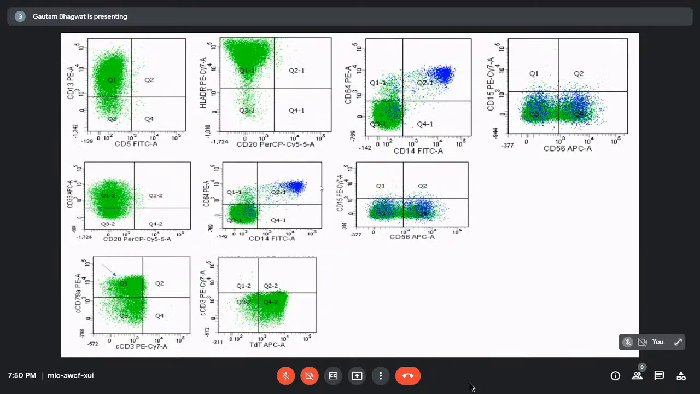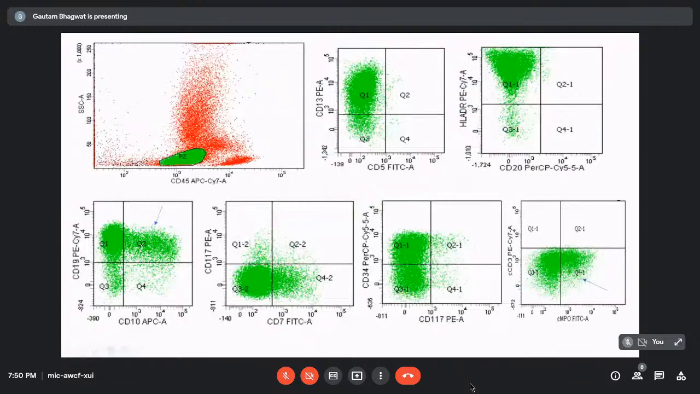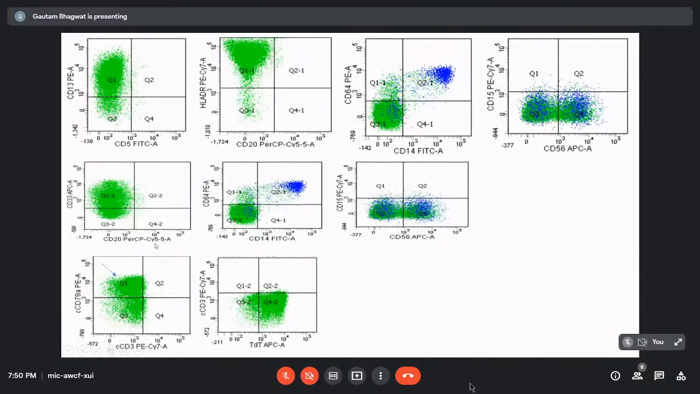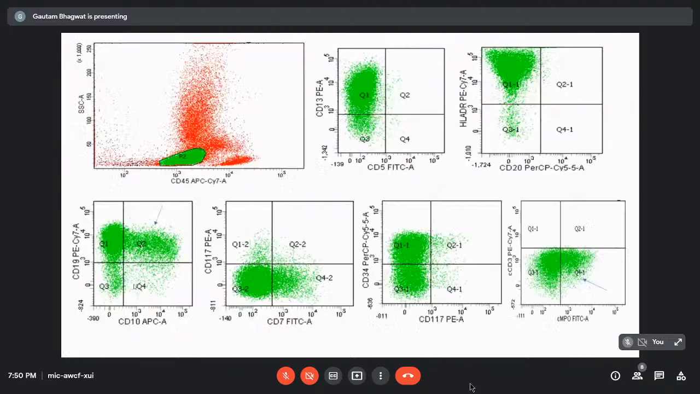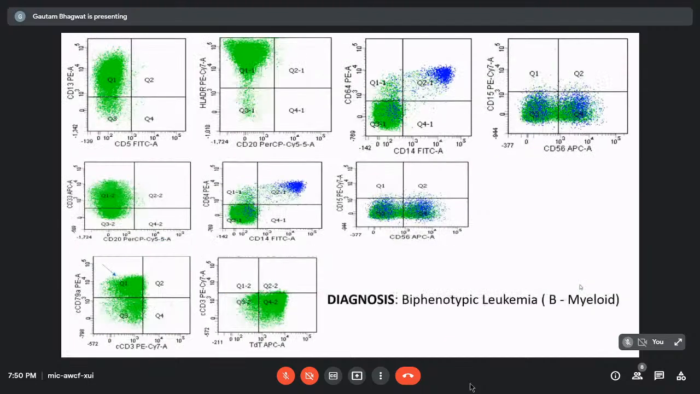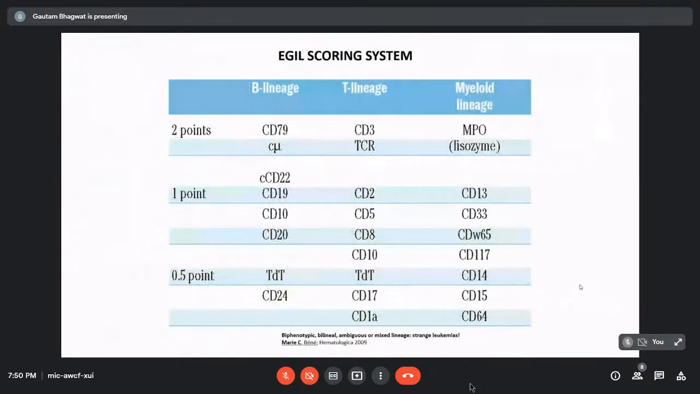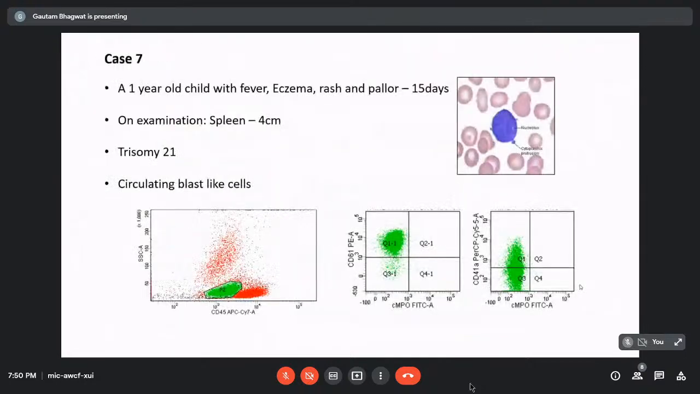Going back to my case, we have CD19. I would call this a strong CD19 with one marker, that is CD10. Also, I had the second marker, that is CD79A. So B lineage is assigned to this blast. Along with that, I have cytoplasmic MPO, so I assign myeloid also to this blast. So this is how we come to the diagnosis.